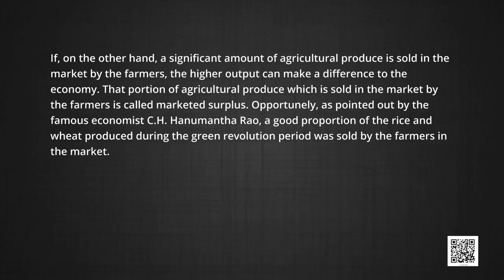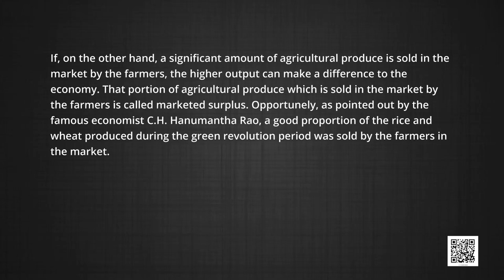Growth in agricultural output is important, but it is not enough. The higher output will not make much of a difference to the economy if a large proportion of this increase is consumed by the farmers themselves instead of being sold in the market. If, on the other hand, a significant amount of agricultural produce is sold in the market by the farmers, the larger output can make a difference to the economy. The portion of agricultural produce which is sold in the market by the farmers is called marketed surplus.